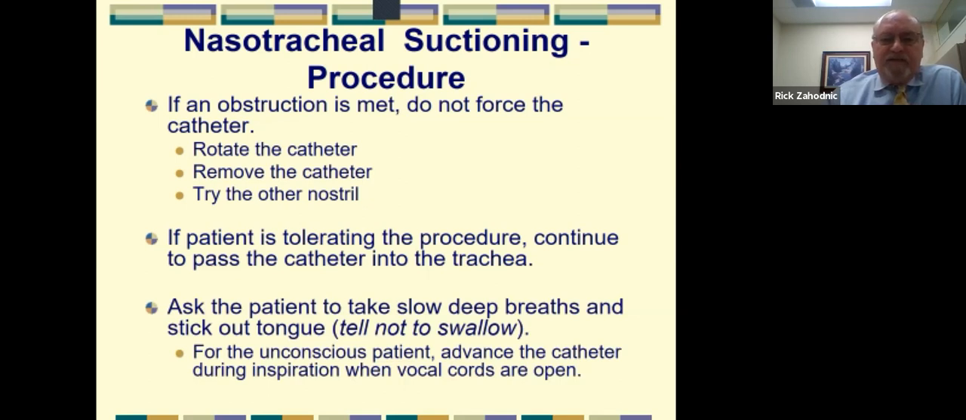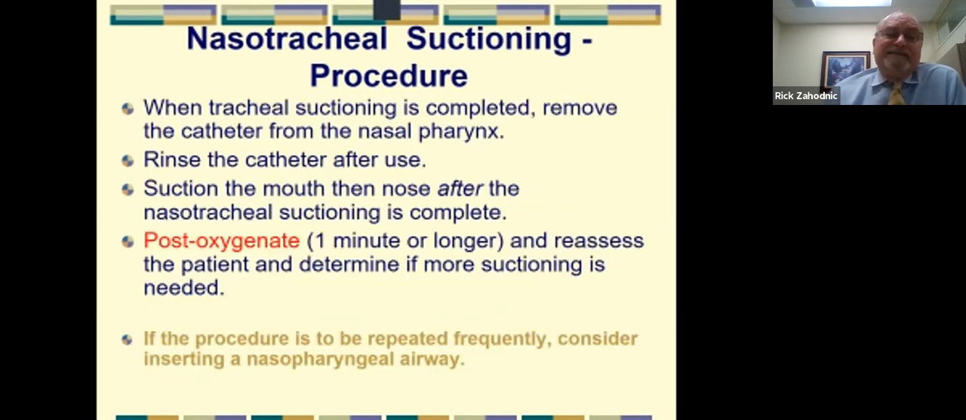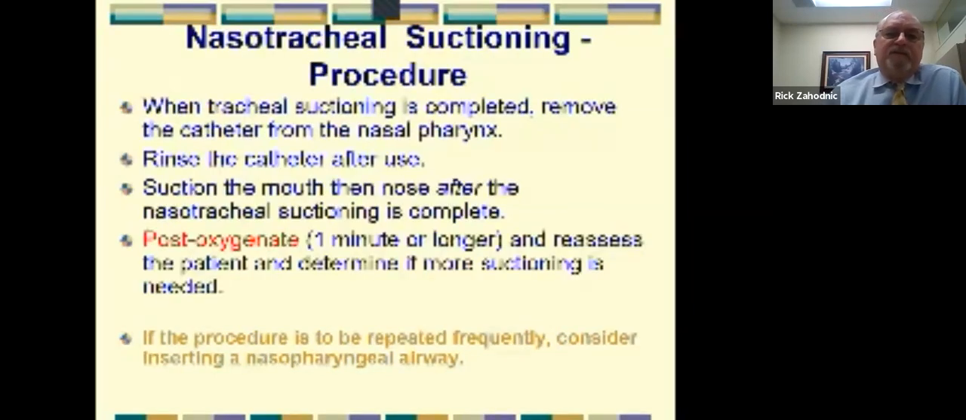If they're tolerating it, we can continue to have them take slow, deep breaths and stick out their tongue, and advance the catheter until resistance is met or coughing begins. At that point, we'll withdraw the catheter slightly and apply intermittent suction by placing a thumb over the suction port, and then removal of the catheter. Now, this whole procedure should not take more than 10 to 15 seconds, especially when vacuum is being applied. When it's complete, remove the catheter, rinse it, and then suction the mouth and nose after you're done. And then there's some post-oxygenation that you have to address once the procedure is done.